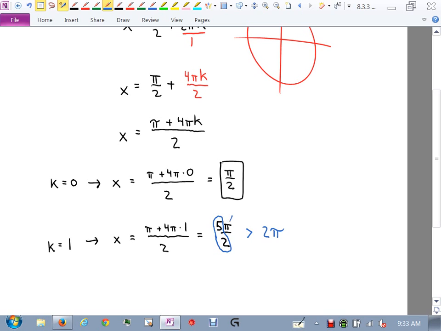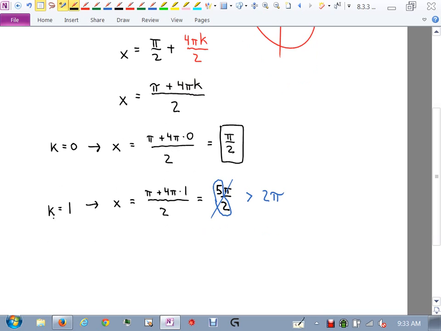Chunk it. Now, do I need to keep going and do k equals 2, 3, 4? Do I? No, because as soon as I got to k equals 1, I was too big. So k being 2, it's going to take me around again. I don't want that. But what have I not considered yet? The other directions, right? The other direction, backwards. Let's just check. So I'm now going to try k equals -1.